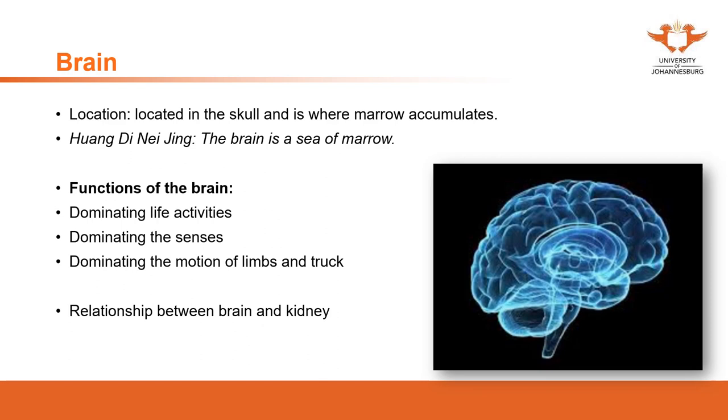But then, as the theories developed gradually, people realized that the motion, the senses, the life activities are governed or controlled by the brain. This happened in the Ming Dynasty and Qing Dynasty, hundreds of years ago. So some practitioners realized that something in our theories might be wrong: the mind or the life activities are not from the heart, they are from the brain.